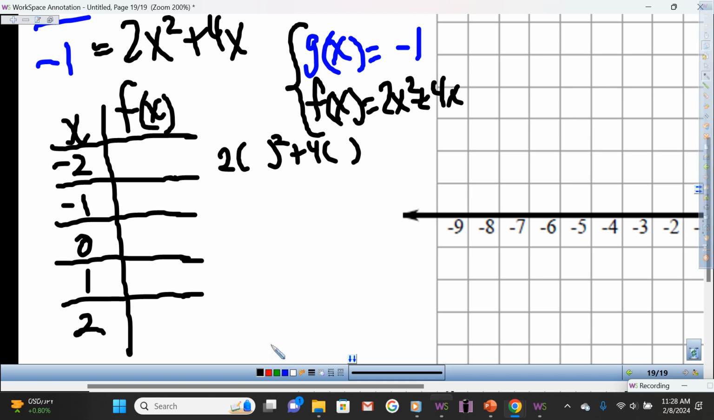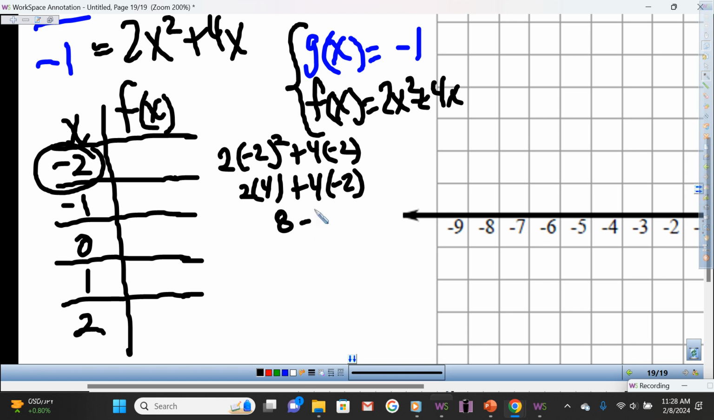Here we go. What is my first value? Negative 2. That goes here and that goes there. We do the exponent first. What is negative 2 squared? 4. Then let's do multiplication. What is 2 times 4? 8. What is 4 times negative 2? Negative 8. So this is 0.